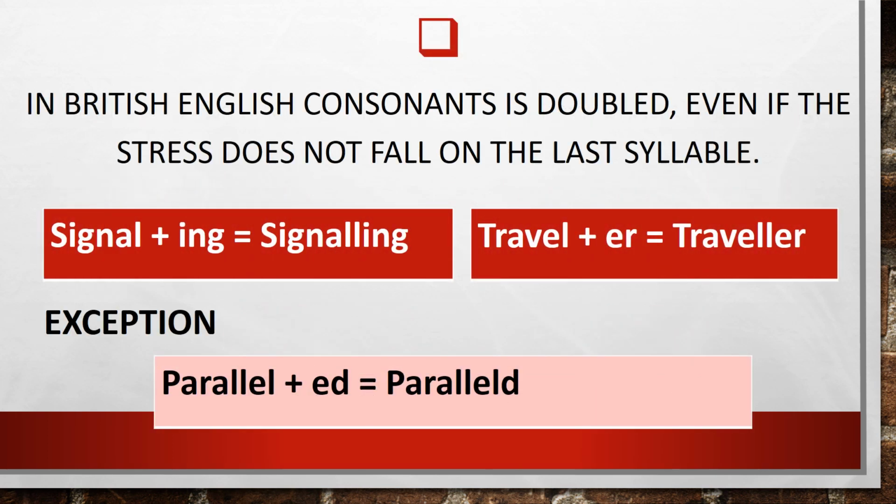Number 4. In British English, the consonant is doubled even if the stress does not fall on the last syllable. Like signal. When we add ing, we will double l. For example, travel. When we add er, we will double l. Here is an exception like parallel, paralleled. We will not double l.